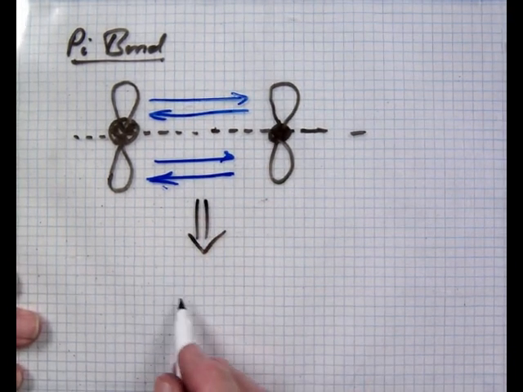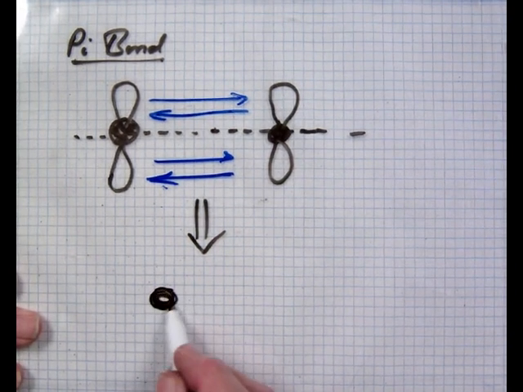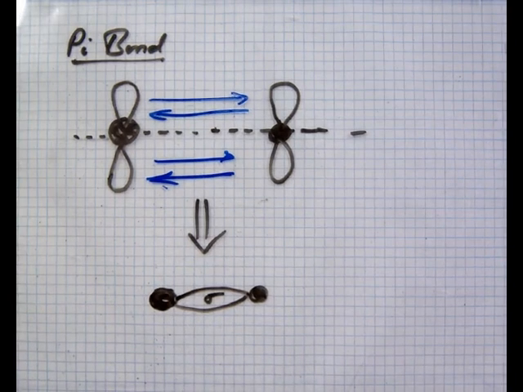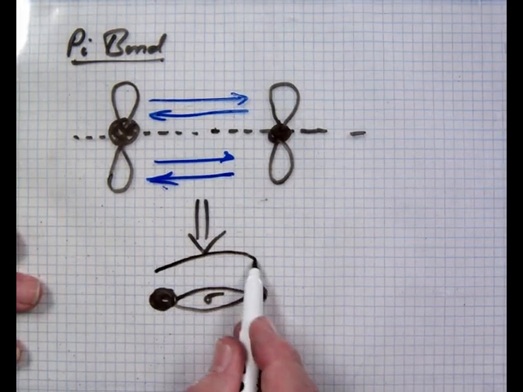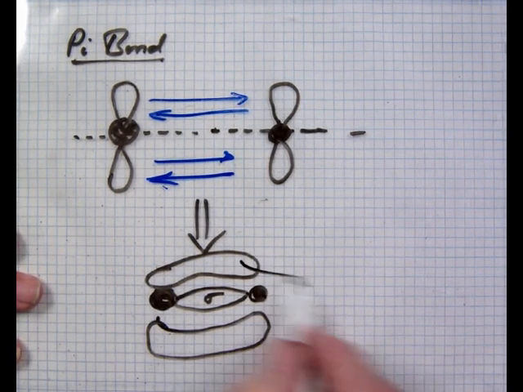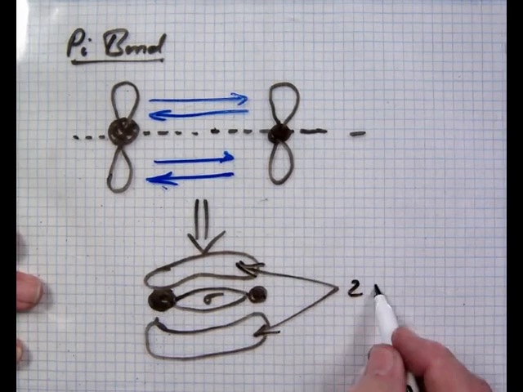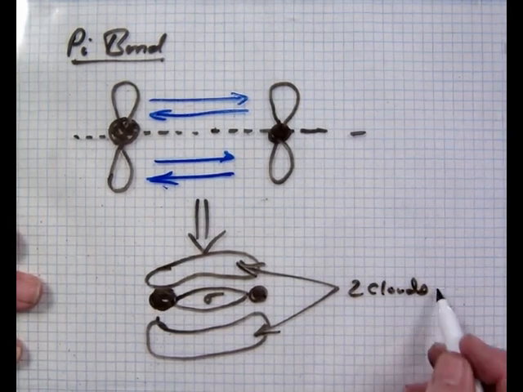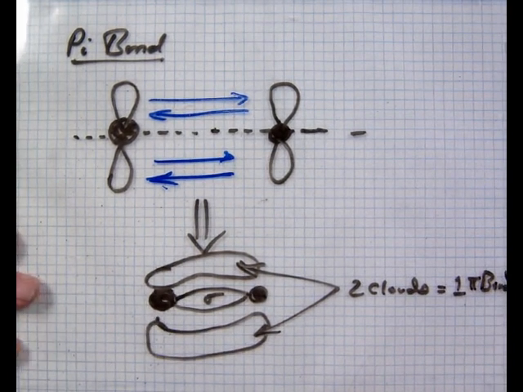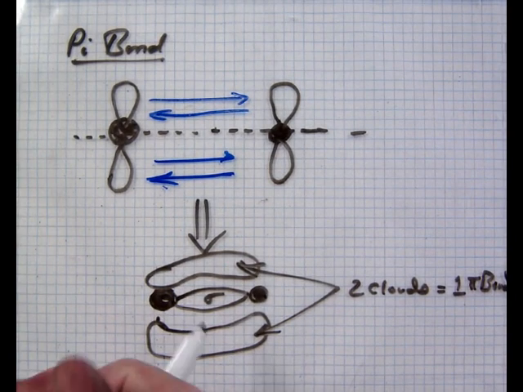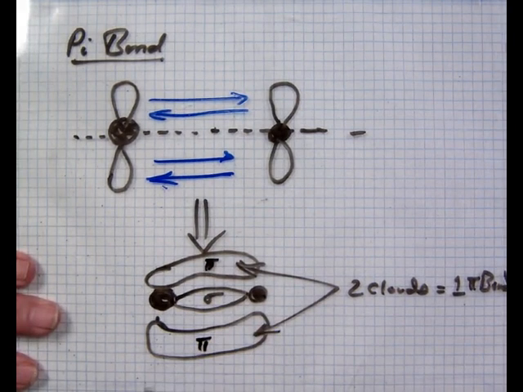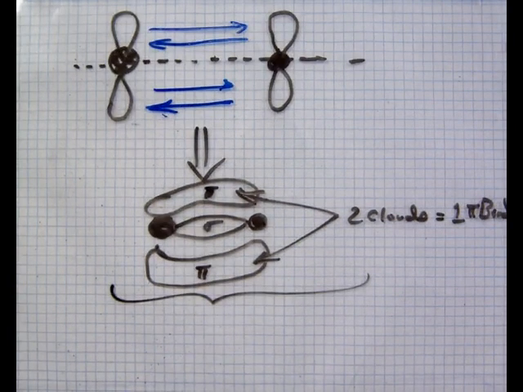And you'll have nucleus. Actually, you have the sigma in the middle. It'll be there. But you also have a big cloud above and below those nuclei. And it takes two clouds equals one pi bond. Now, when you look at this, like I say, it takes two of them to make a pi bond. What you're looking at is a double bond.